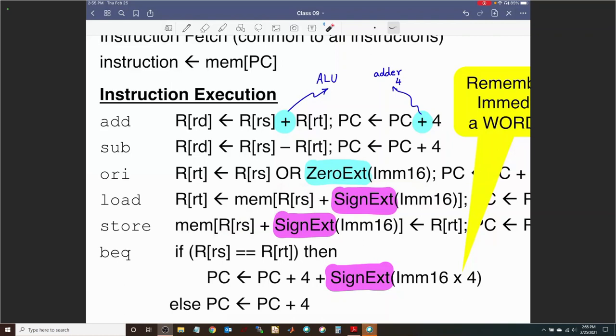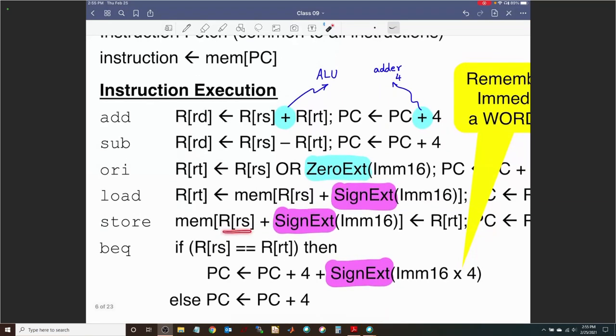And for store word, things are opposite. You still have the base address in RS. You still have a signed 16-bit offset provided here. You add them, and whatever you have in the register RT, you store at that particular target address location, right? So let me just talk about these two here.